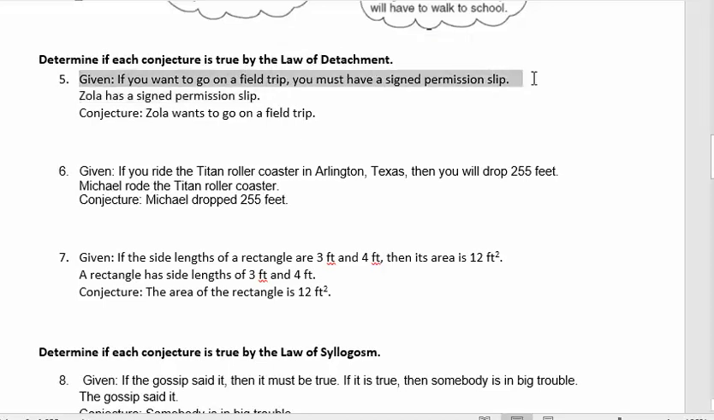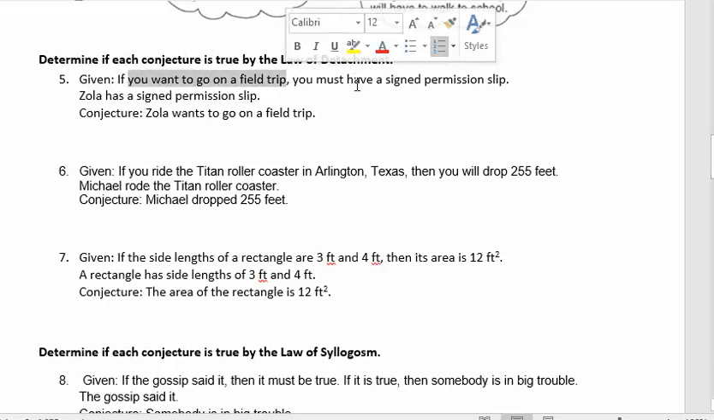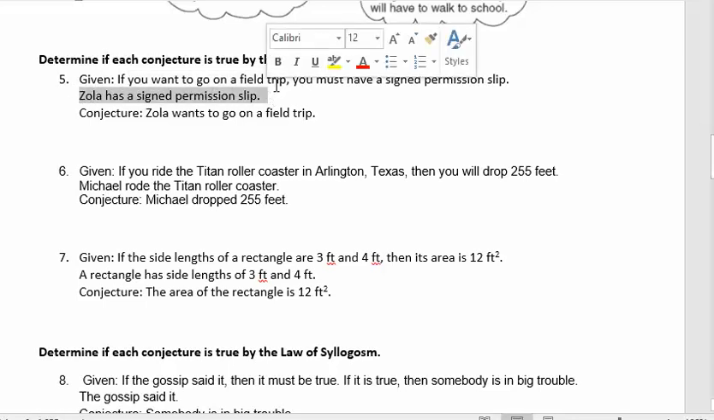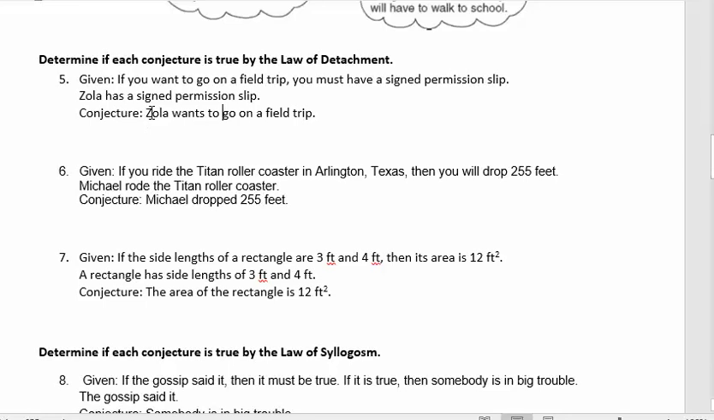If you want to go on a field trip, you must have a signed permission slip. So what do we need? We need, if you want to go on a field trip. If that's true, then this must be true. The conjecture is, then they say that Zola has a signed permission slip. But this is backwards. That's giving you the conclusion, not the hypothesis.